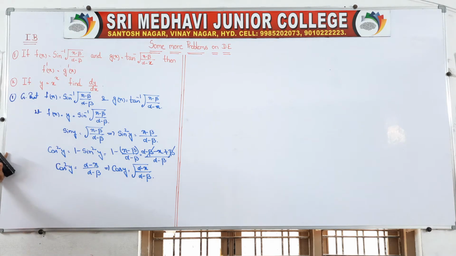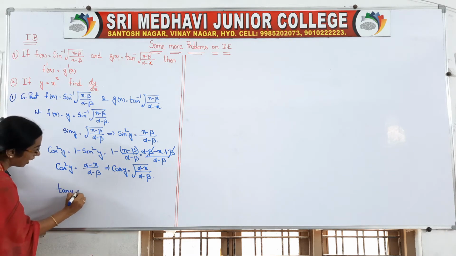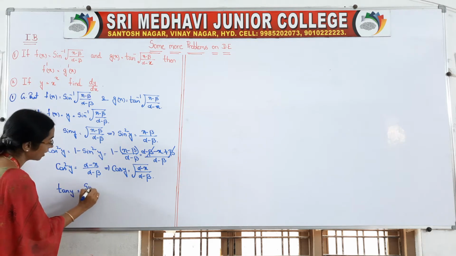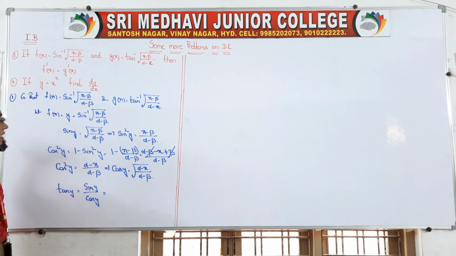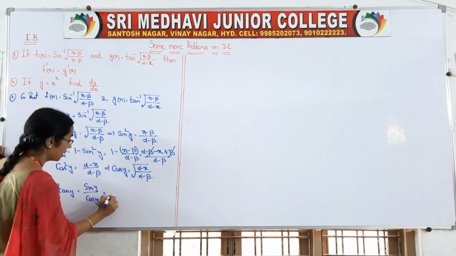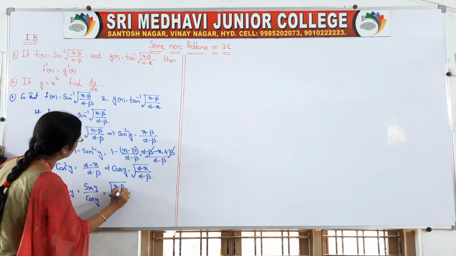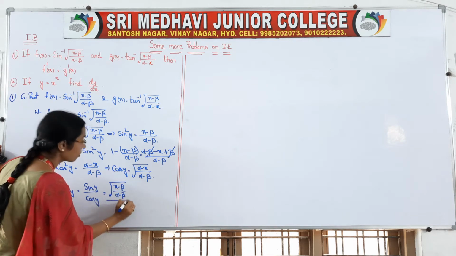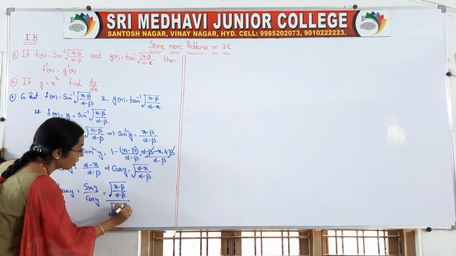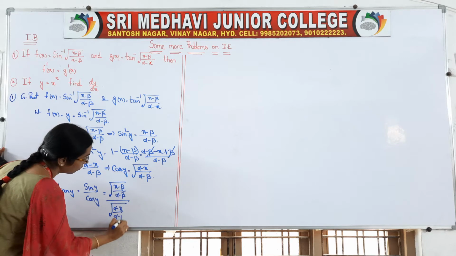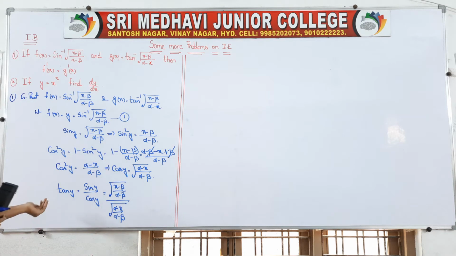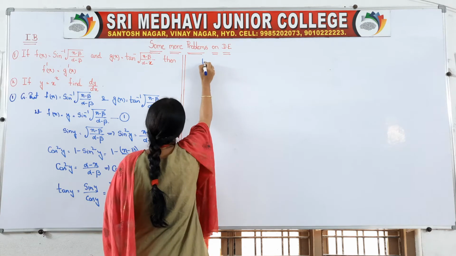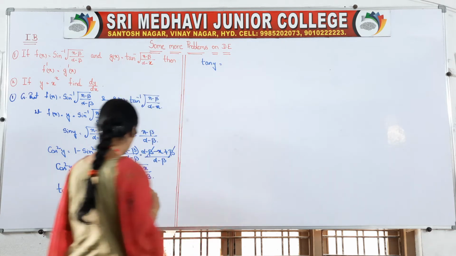Now see, our g of x is in terms of tan, no? So I will take tan y. Tan y is equal to sine y by cos y. What is your sine y? Sine y is this one, so root of x minus beta by alpha minus beta, divided by cos y, which is root of alpha minus x by alpha minus beta. You consider this as the first equation. Now we are getting the tan y value.